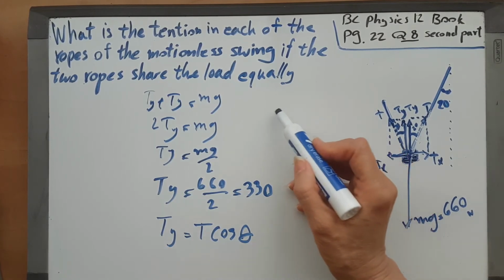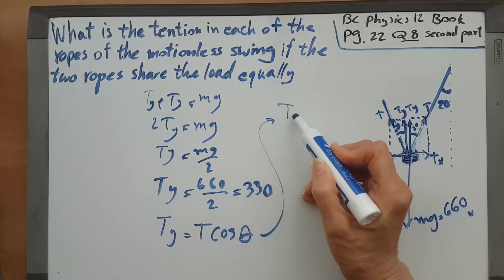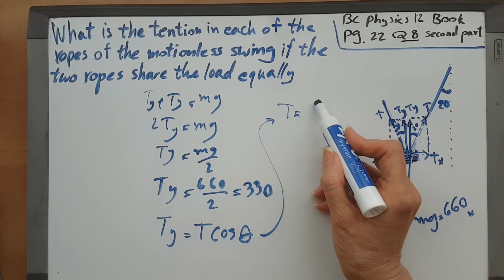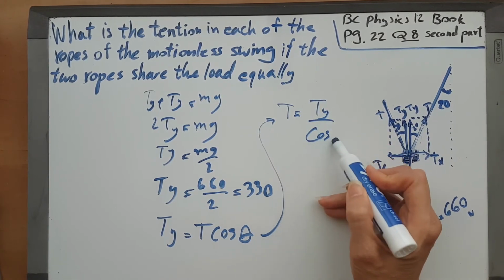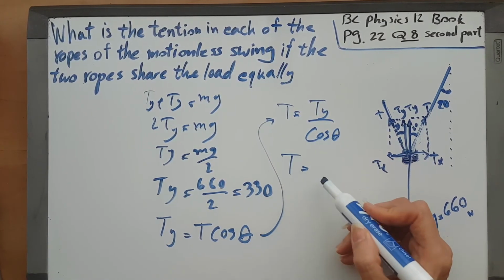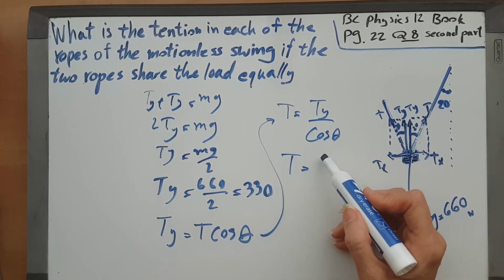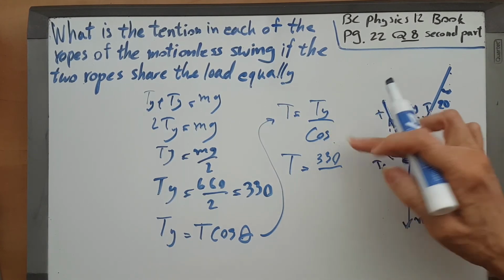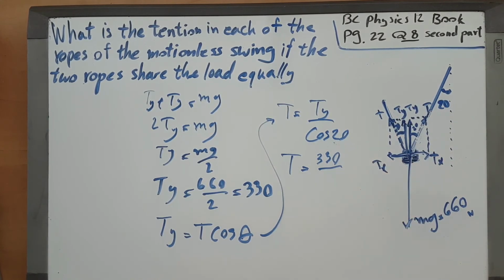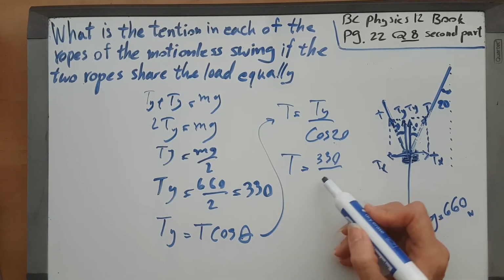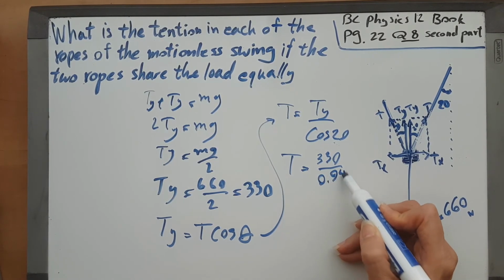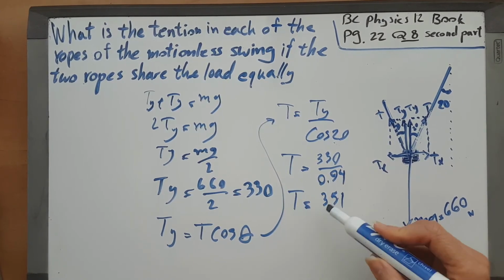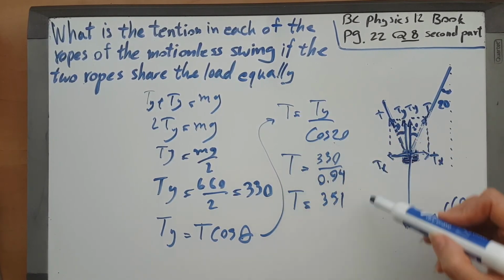Therefore the T equals Ty divided by cosine theta, and the T equals of course 330 divided by cosine of 20 in this case, right? Because our angle is 20, and the cosine of 20 is 0.94 if you find it with a calculator, and the answer would be 351.